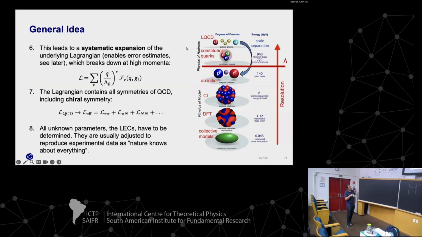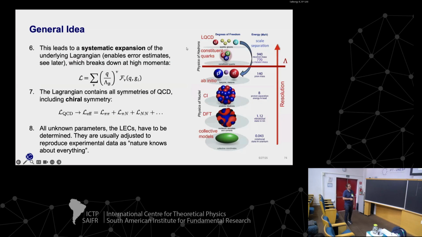And then the Lagrangian should contain all the symmetries of QCD, right? So this effective Lagrangian has different contributions, pion interactions, pion-nucleon, nucleon-nucleon interactions, but all of them have to somehow obey the symmetries of QCD. And I will actually focus on this part only, the nucleon-nucleon part. Then all unknown physics, everything that is happening up here, things that we do not model explicitly, is captured by these LECs.